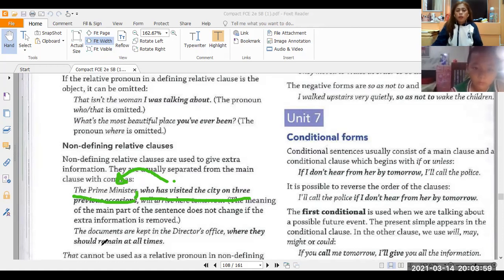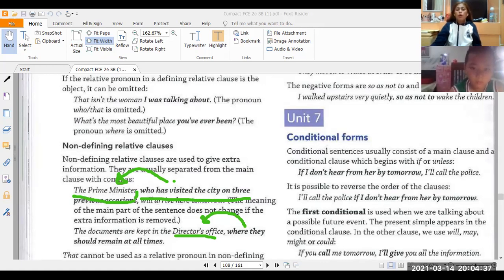The documents are kept in the director's office, where they should remain at all times. Where refers to the place, the director's office. So this is what I mean, Kyo. Listen, Kyo. When I say defining, it doesn't have a comma. No comma. But when I say non-defining, there is a comma.